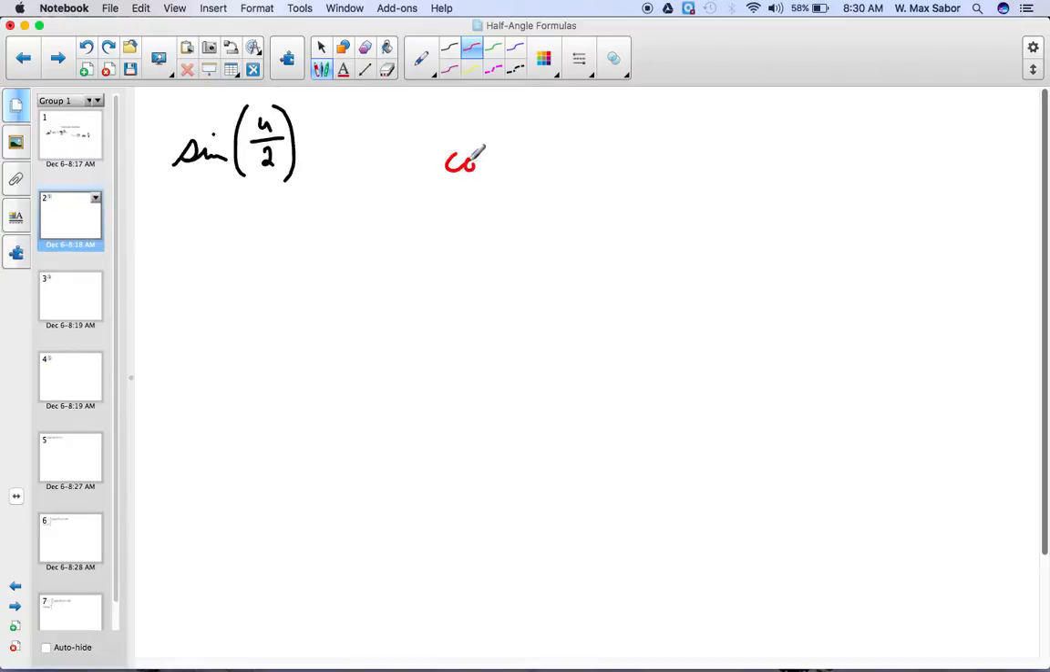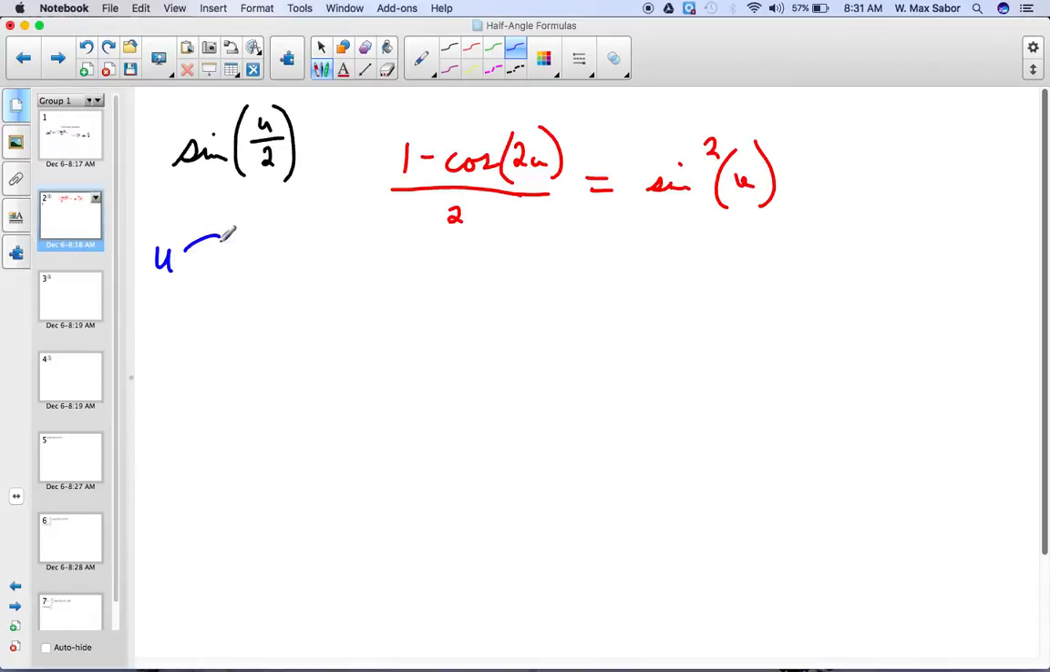So we have 1 minus cosine of 2u, over 2, is the same thing as sine squared of u. What I'm going to do is take u, wherever u is, and replace it with u divided by 2, because then we'll have u divided by 2 here, and then this will become just 2 times u divided by 2, which is just u. This way we can figure out what sine of u over 2 is.